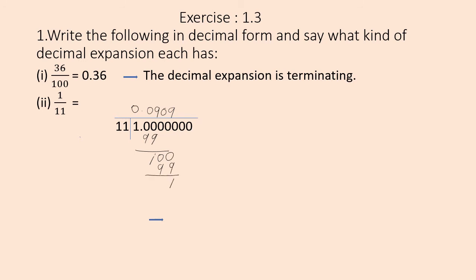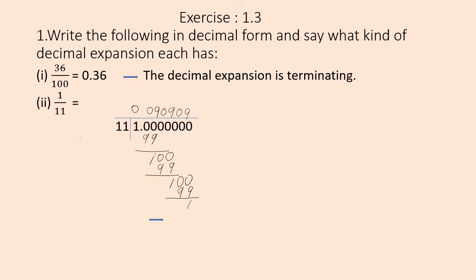Bring down the next digit, 0. 10 is less than 11, so put a 0 in the quotient place. Bring down one more 0. In 100, 11 goes 9 times. That 9 11s are 99 and you are getting remainder 1. The process is going on.